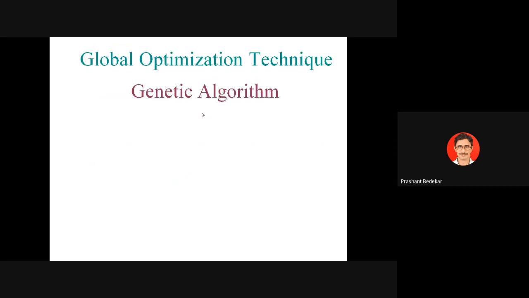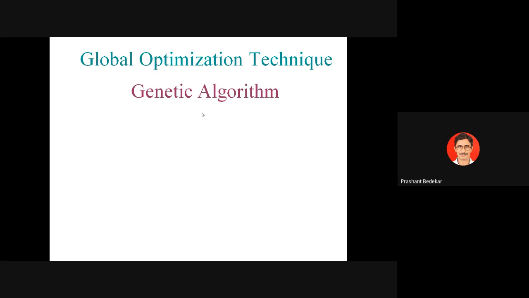Global optimization technique, genetic algorithm. I think that somebody will be talking on genetic algorithm afterwards in the coming sessions. I am not going into the details of genetic algorithm. I am not going to take a session on genetic algorithm. I will just tell you that if you are using the MATLAB optimization toolbox, how can you solve your problem using genetic algorithm instead of fmincon, which uses sequential quadratic programming, which is a conventional method.